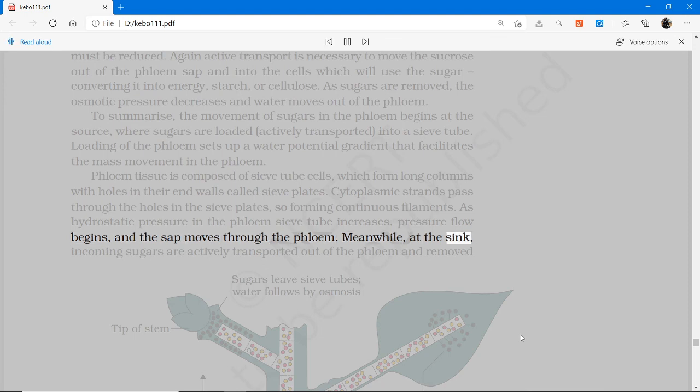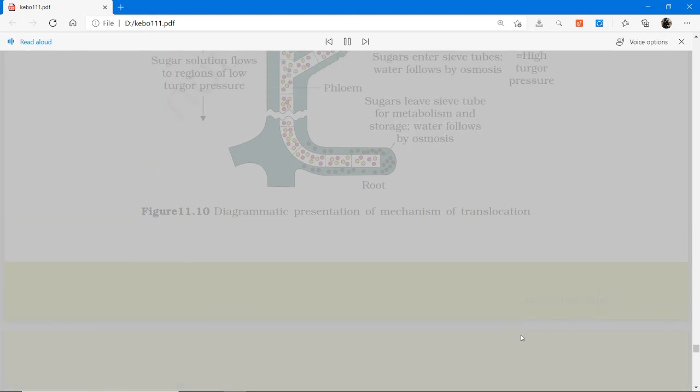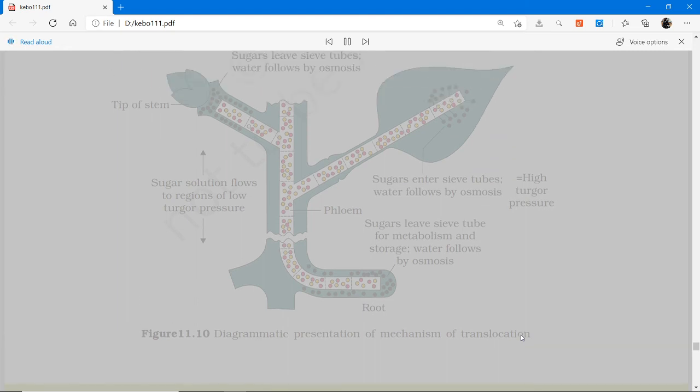Meanwhile, at the sink, incoming sugars are actively transported out of the phloem and removed. Sugars leave sieve tube for metabolism and storage. Water follows by osmosis, equals high phloem turgor pressure. Root: sugars enter sieve tubes. Water follows by osmosis. Sugar solution flows to regions of low turgor pressure. Tip of stem: sugars leave sieve tubes. Water follows by osmosis. Figure 11.10 Diagrammatic presentation of mechanism of translocation.